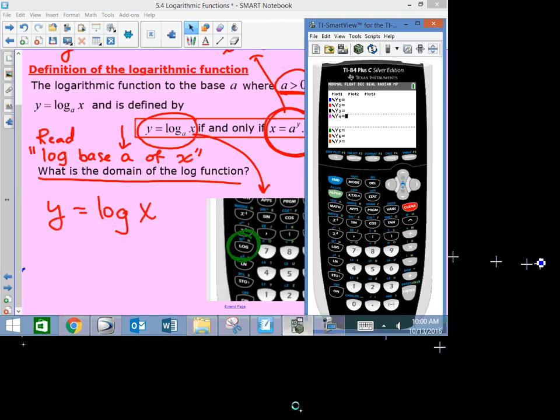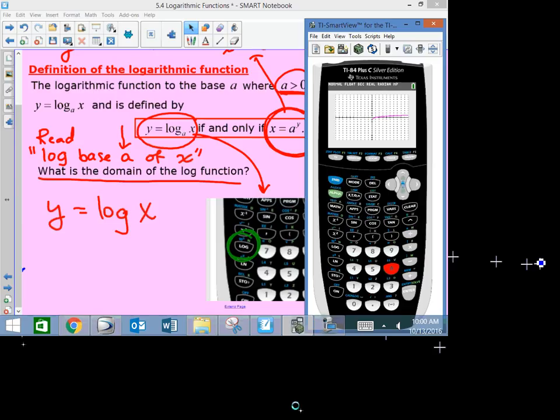Okay, so log, we won't worry about a base right now. There's an assumed base, but we'll talk about that later. Log of x is a graph. I have a really terrible window, so let me change it to your standard window. And yes, I have some grid, but that's what it looks like.